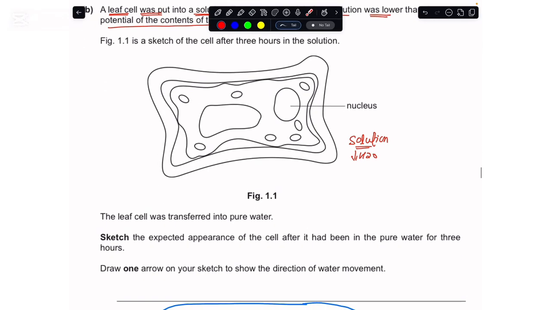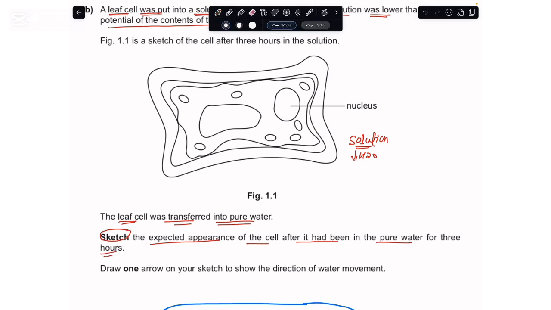Now what they have to tell us further is that the same leaf cell was transferred into pure water. And now they want us to sketch the expected appearance of the cell after it had been in the pure water for 3 hours. Now, if I replace the surrounding solution with pure water, that means on the outside the water potential would be high, and in the large vacuole or the cytoplasm of the cell, the water potential would be less. So by osmosis, the water would enter into the plant cell. And that is why the cytoplasm would increase in volume, the large vacuole would increase in volume, and the large vacuole would exert pressure on the cell wall. So the cell walls in the sketch, we need to show a little bulged out.